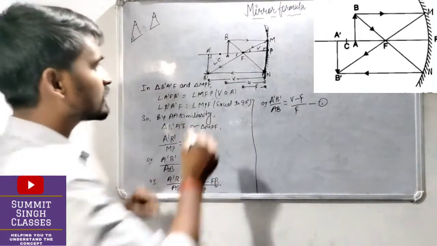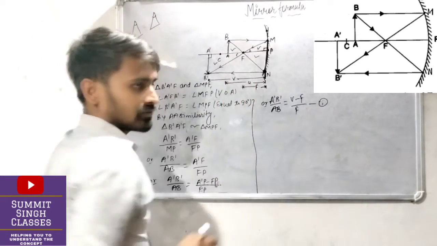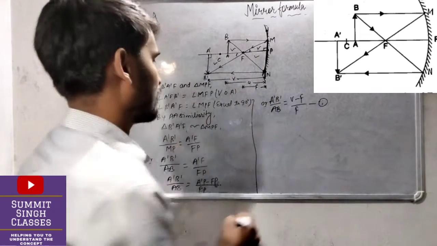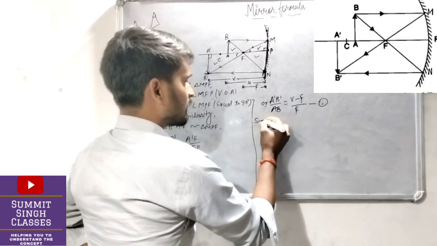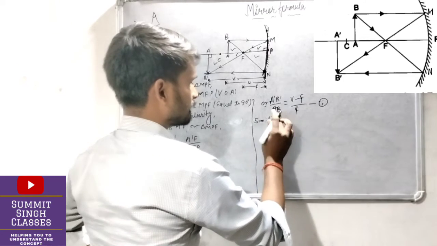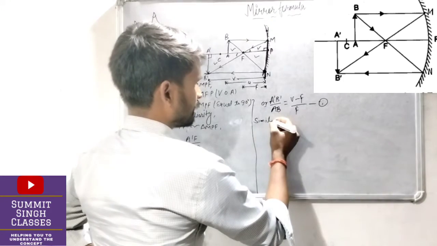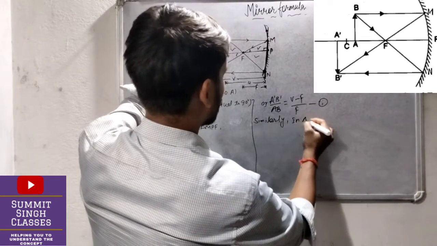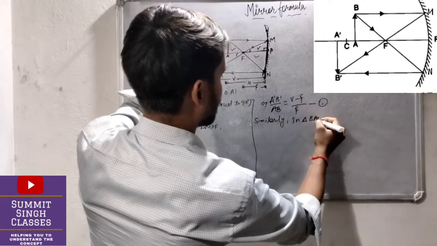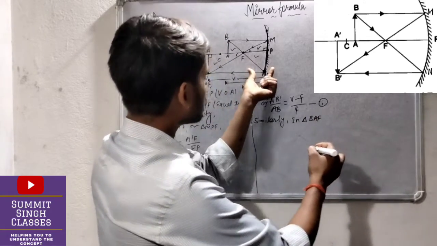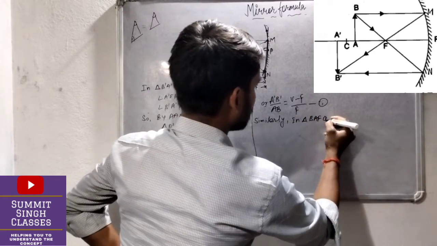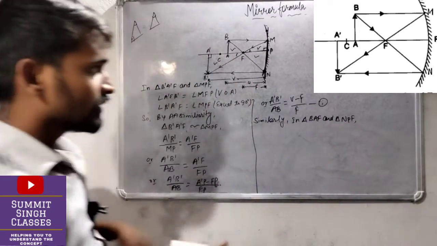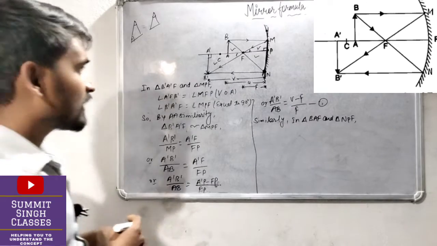Similarly, if you look at these two triangles, triangle BAF and triangle NPF, in these two triangles you also have the other thing.